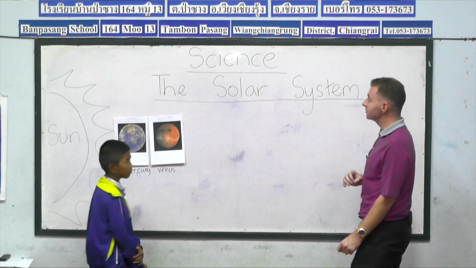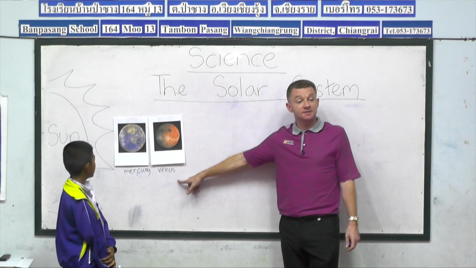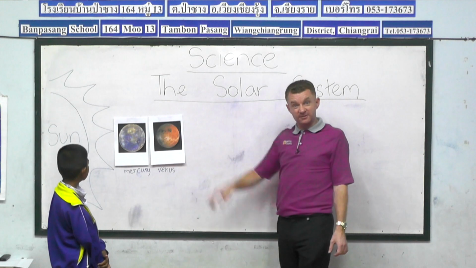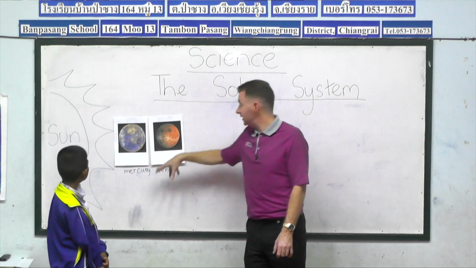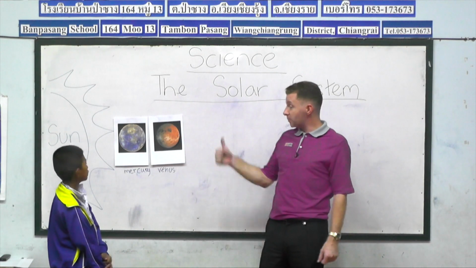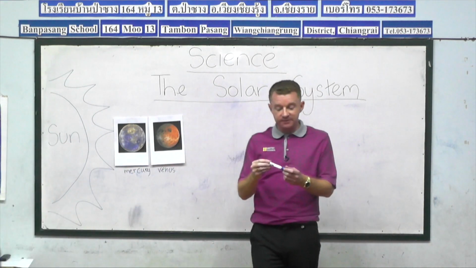V-E-N-U-S. Excellent, Pat. So all together, guys, Venus. We can see our solar system taking shape. We have the sun, Mercury, and then Venus. So Pat, great job. High five. Big round of applause for Pat, please, guys.